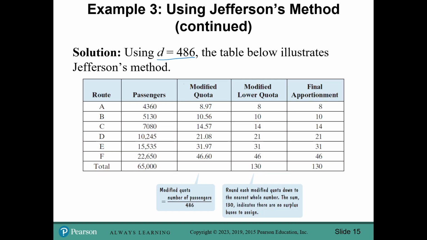So one of the things with Jefferson's method is that that modified divisor right there is going to have to work so that we don't have to do any adjusting after we round down. Like in that initial method, we had to add one here or add one there. And this one, it has to add up to that 130 or whatever number it may be in each individual case so that we don't have to add any additional seats or passengers or anything like that.